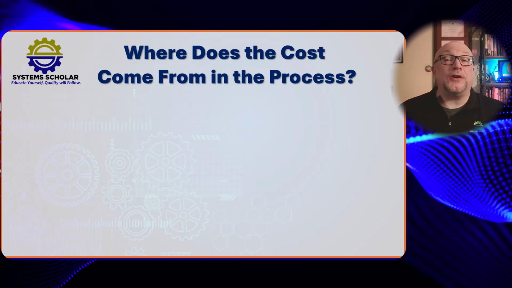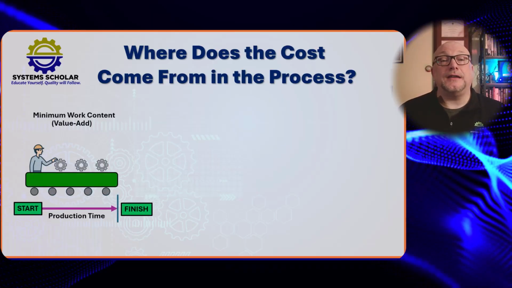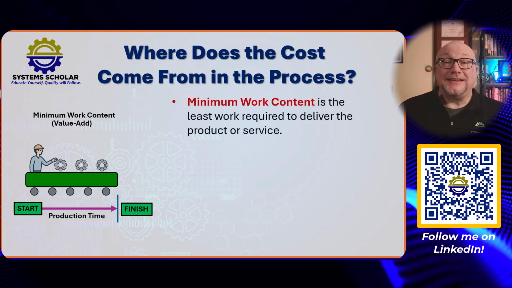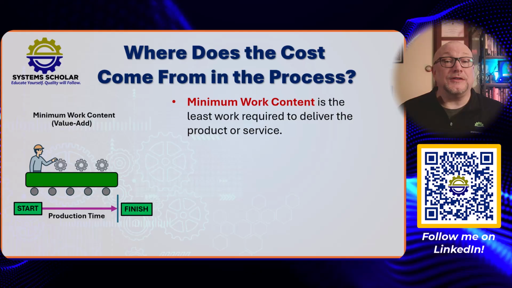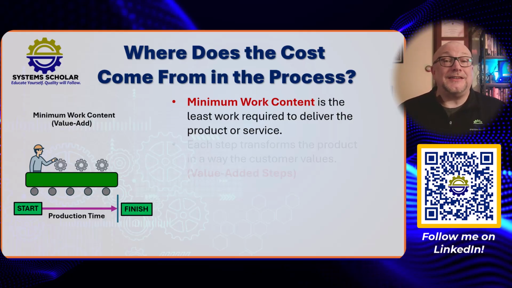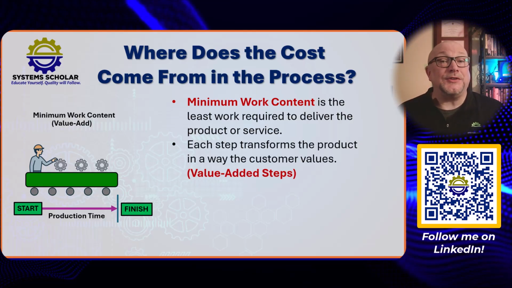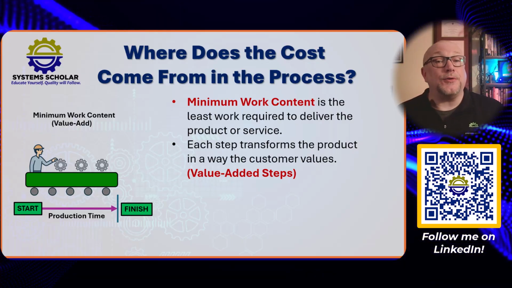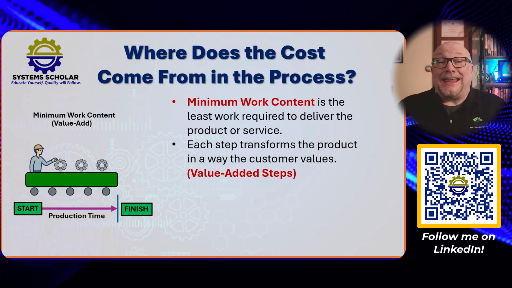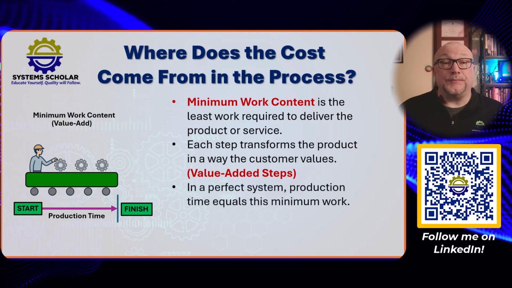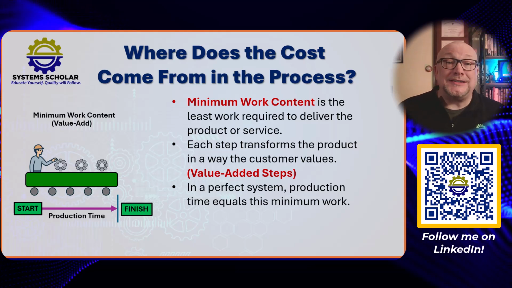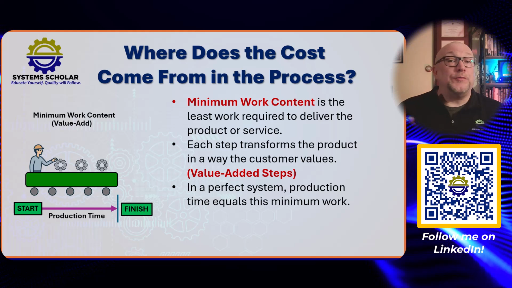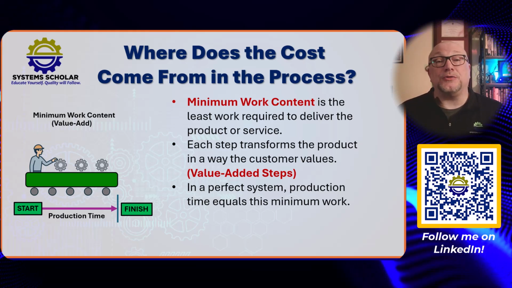To understand where cost comes from, we first have to define what should exist in the process. Minimum work content is the least amount of work required to deliver the product or service. These are the value-added steps. Each one transforms the product in a way the customer is willing to pay for. Remove one of these steps, and the product is incomplete. In a perfect system, production time would equal only this minimum work content. Start to finish would be nothing more than true value creation.